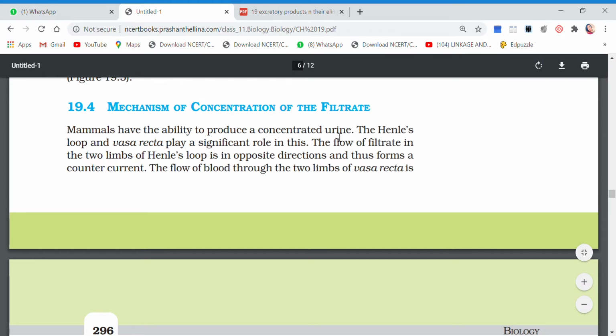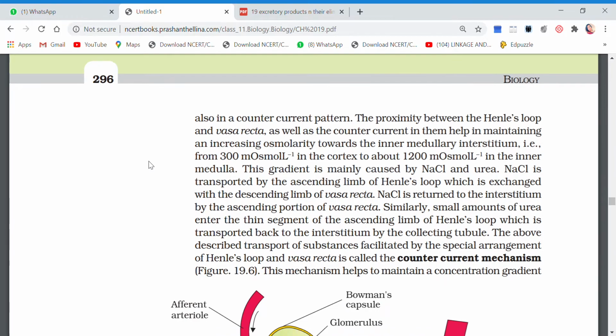How will concentrated urine be produced? For this, who is responsible? Henle's loop and vasa recta. Now children, the flow of filtrate in the two limbs of Henle's loop is in opposite direction, and thus forms a counter current mechanism. Let me show you here.